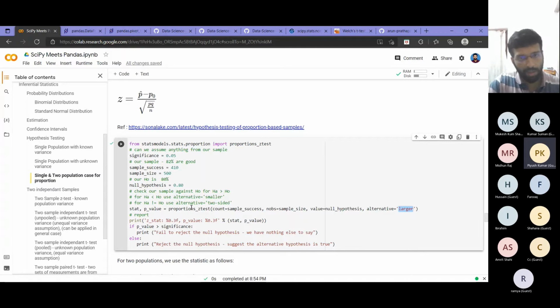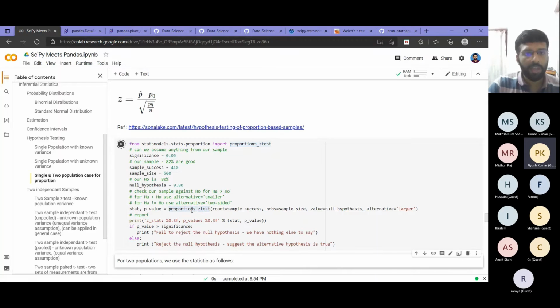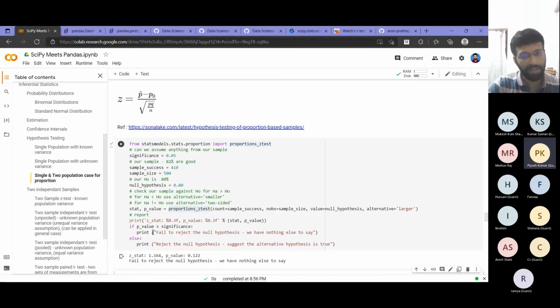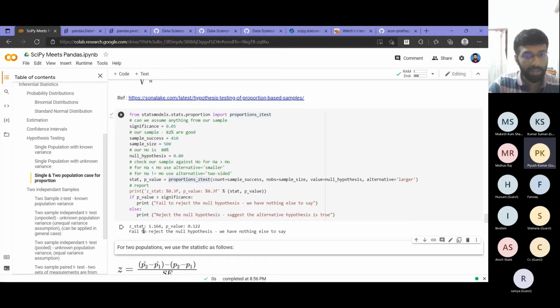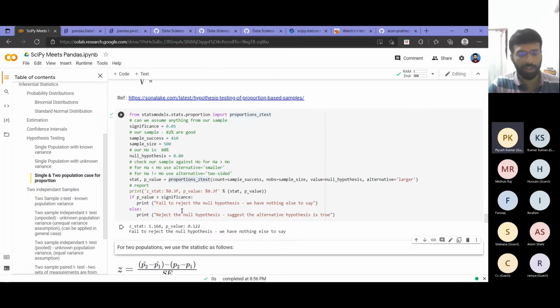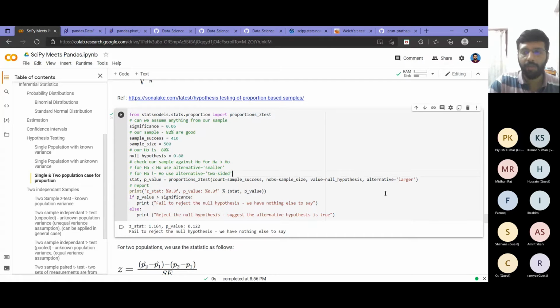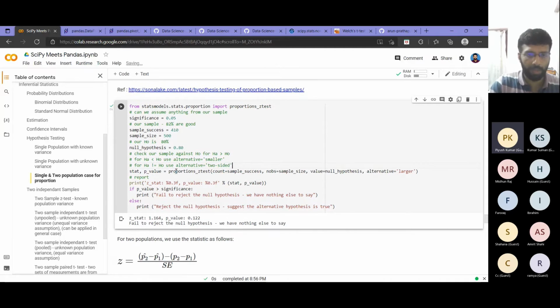Then I will use a call that is called proportions_ztest. If I run that, my last two statements are the same as the previous thing. So I get the z-test p-value as 0.122. That is greater than 0.05. So as we know, p-value greater than significance level, we will fail to reject the null hypothesis. So I will have to assume that this does not belong to this population. This belongs to some other population.